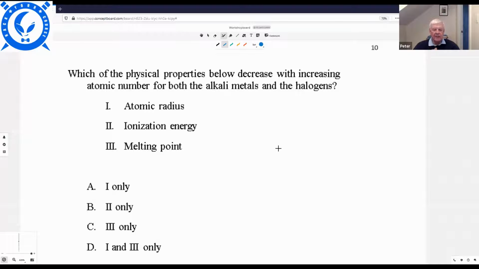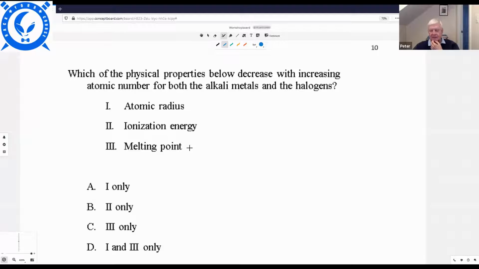So we have a split vote. And it turns out that B, in fact, is the correct answer. A and D are incorrect. Let's take a look why that is. We want a property that decreases with increasing atomic number. Well, as I just showed you, if you go down a group, things get bigger. So the atomic radius gets bigger, it does not decrease. The ionization energy does decrease because the electrons are getting further and further away.